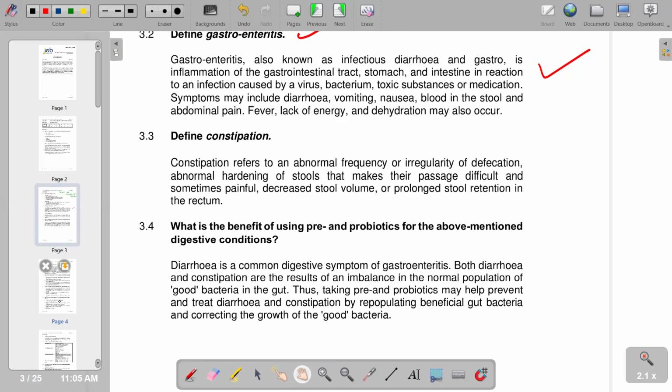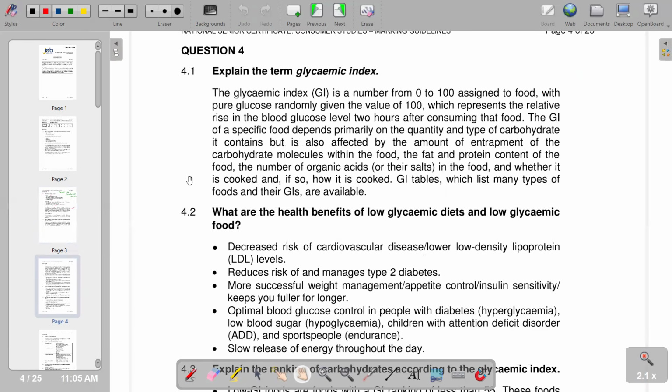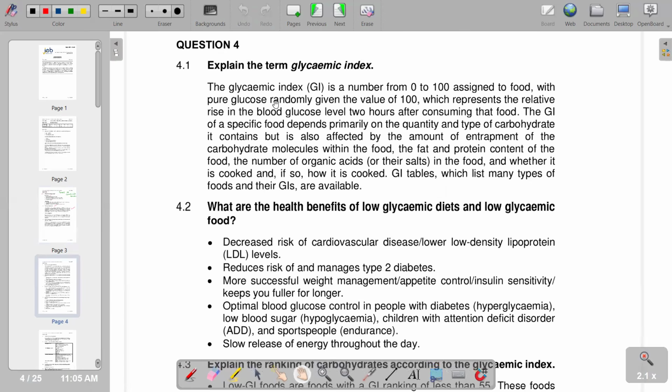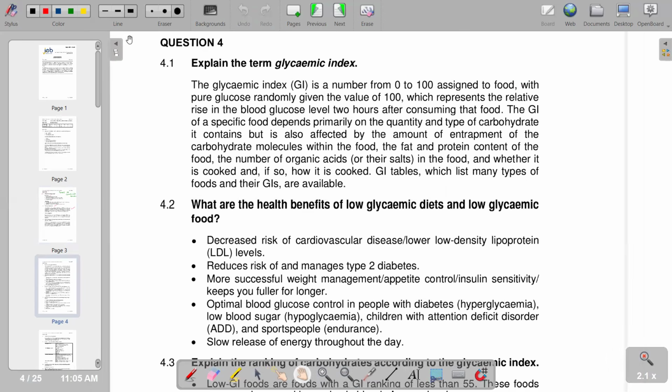So, moving on to the next part of our questions. We've got to explain the term glycemic index. Of course, we do also have the explanation on that one. So on the next part, what are the health benefits of low glycemic diets and low glycemic food? So we have the points that we have.